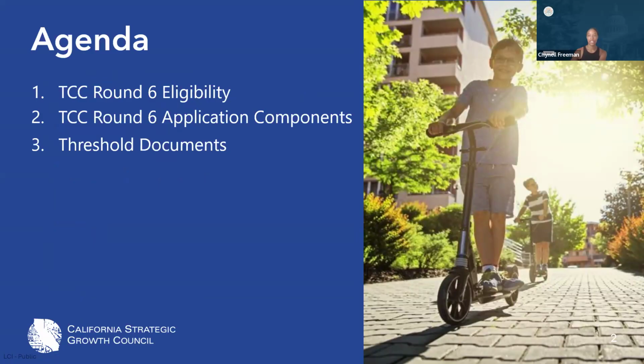We will cover TCC Round 6 eligibility requirements, application components for our 3 grant types, planning, project development, and implementation, and lastly, ending by reviewing threshold documents that applicants will need to submit with their applications.